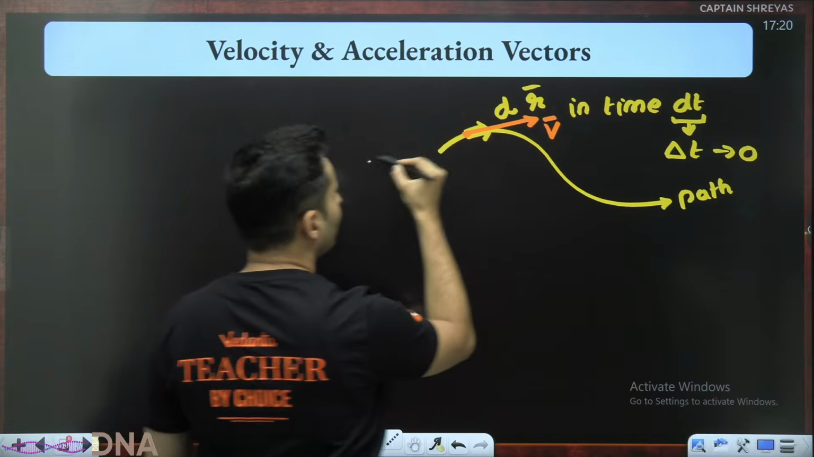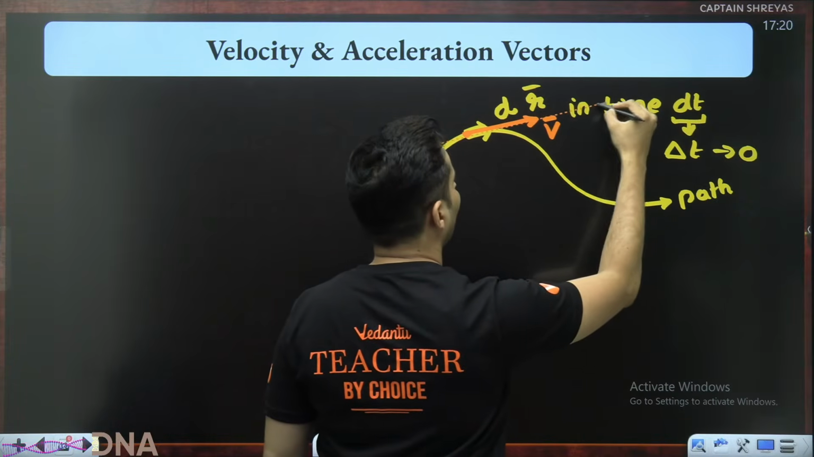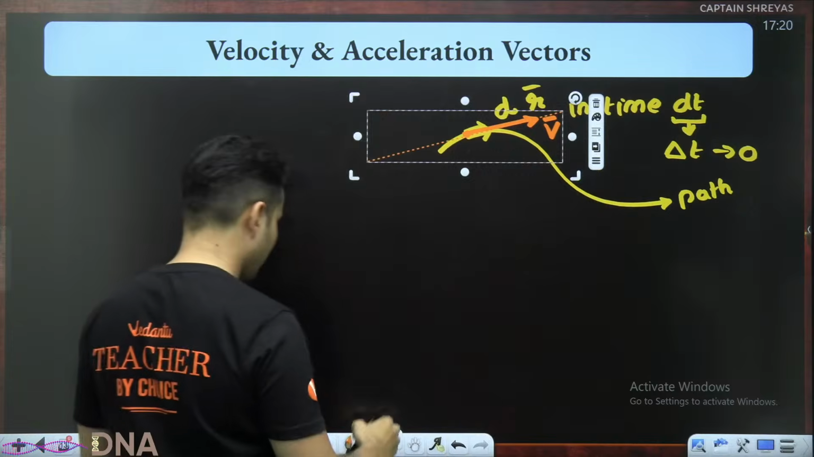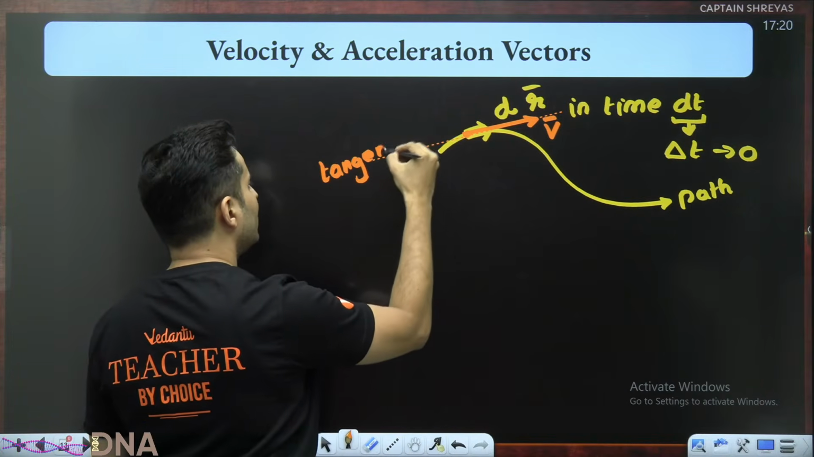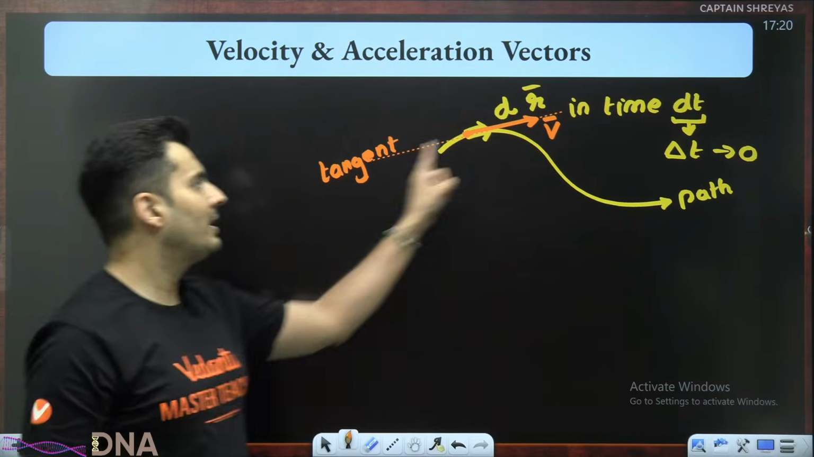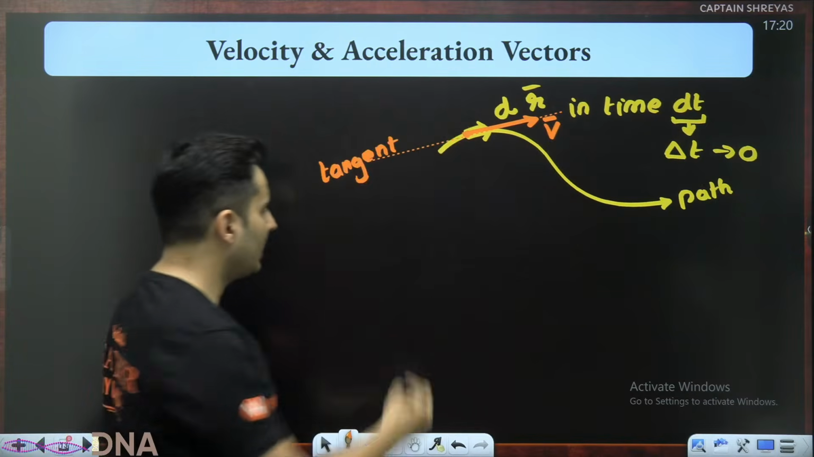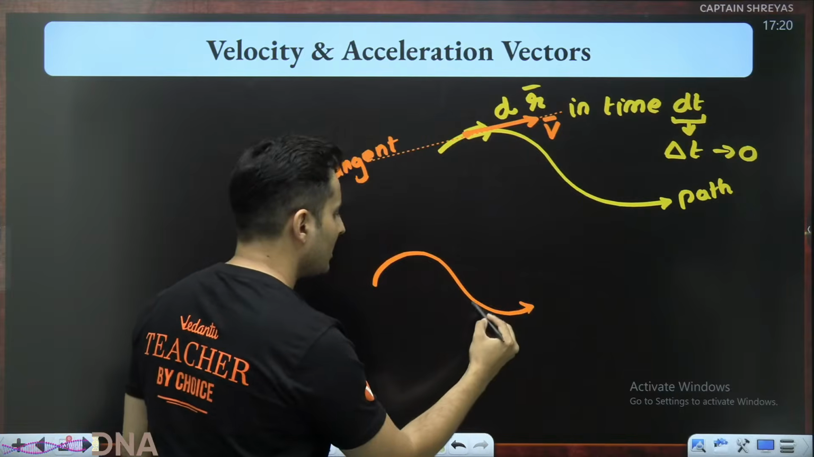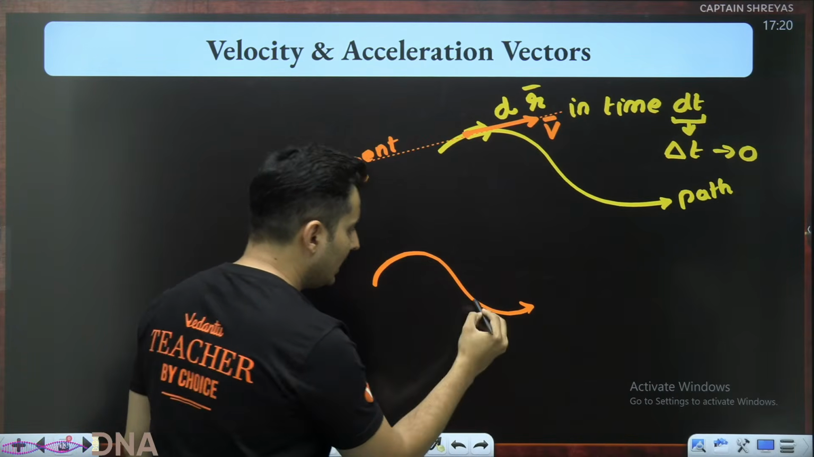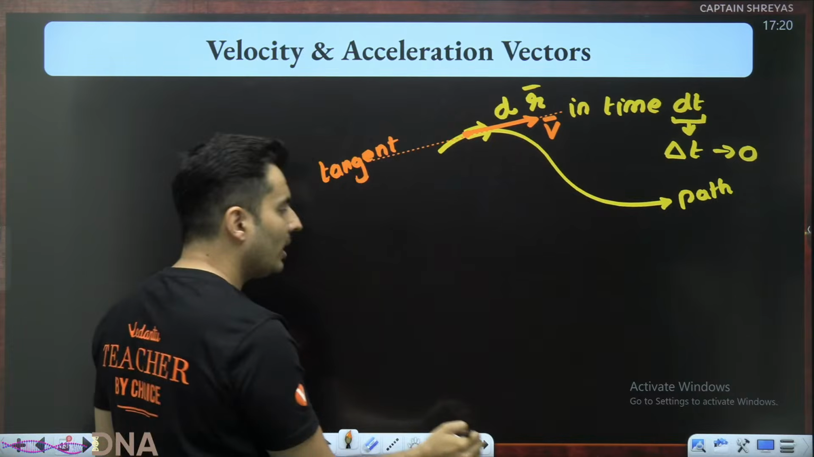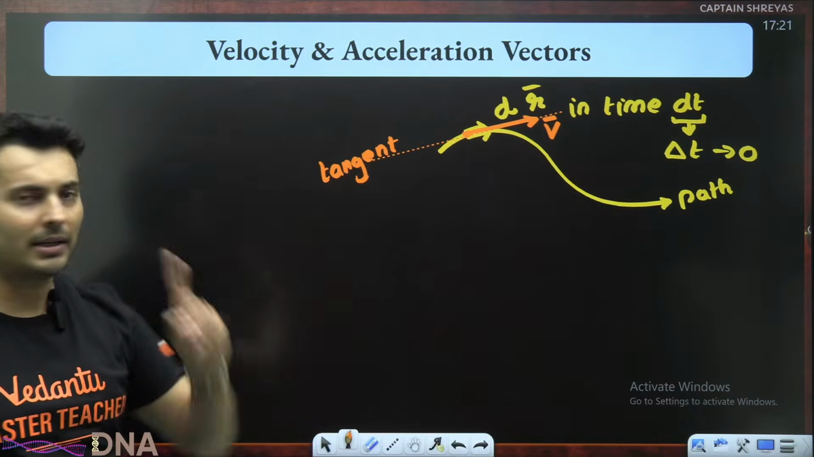That velocity you will see is along the tangent. This velocity is number one along the tangent to the curve. Very, very important. Not in any other direction. If the particle is going like this, my velocity can't be here. My velocity can't be here. It has to be tangential to the actual path taken by the particle.